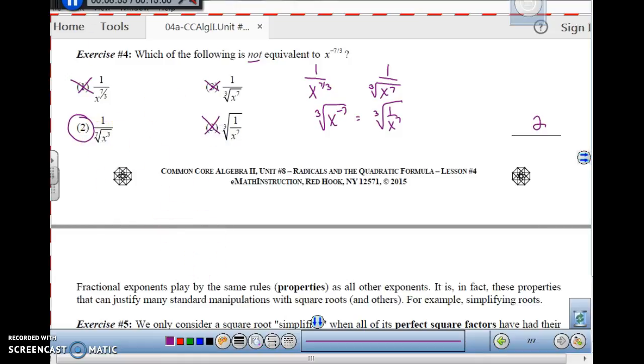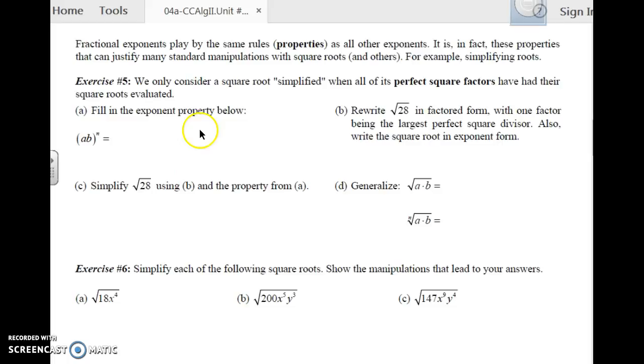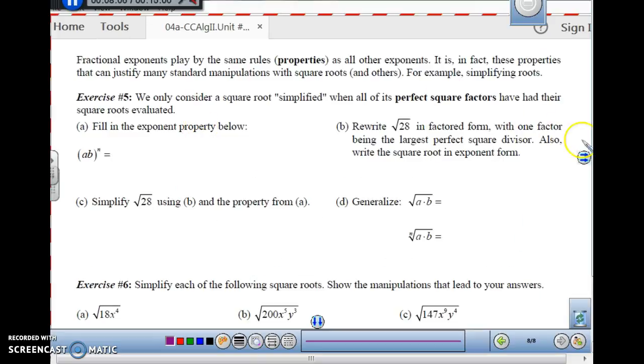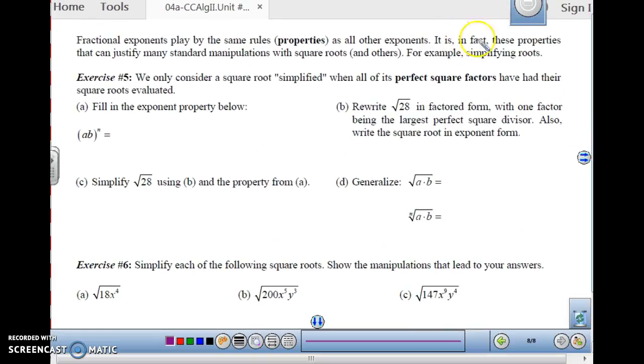All right, now fractional exponents play by the same rules or properties as all other exponents. It is, in fact, these properties that can justify many standard manipulations with square roots and others. For example, simplifying roots. Now, we only consider a square root simplified when all of its perfect square factors have had their square roots evaluated. All right, so when we simplify square roots, we look for the biggest perfect square that goes into the root, and then we take its square root.